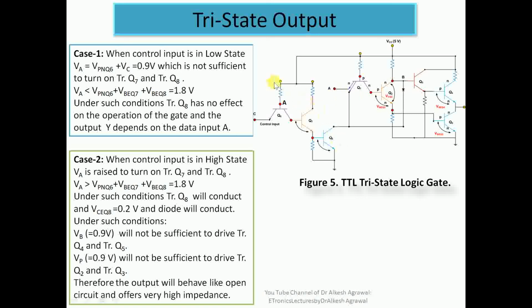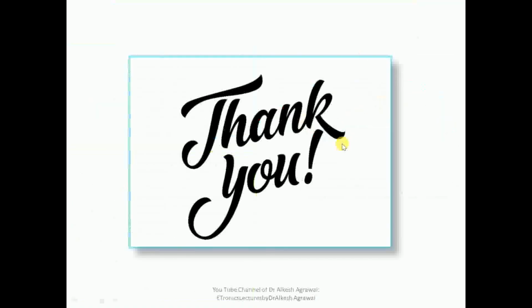When the control input is high, both these output transistors will go into cutoff mode, and it offers a high impedance state. So these are three different configurations that we studied: open collector output, also known as passive pull-up, totem pole output, that is called active pull-up, and tri-state output. Thank you.